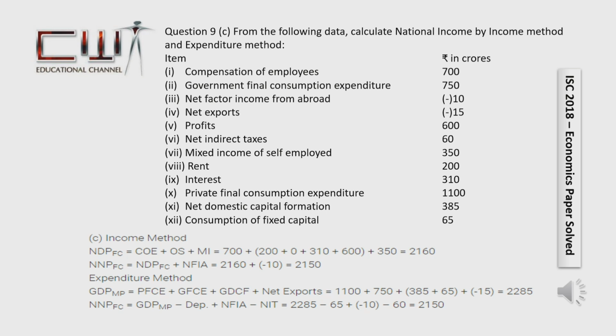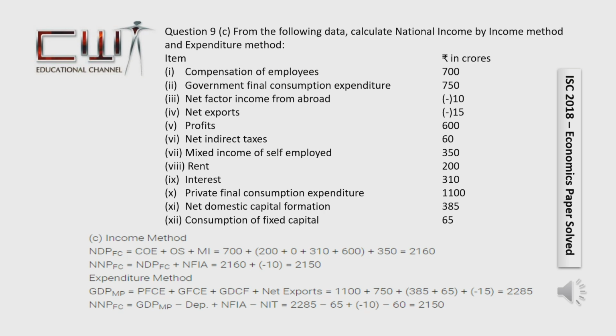surplus plus mixed income. So under COE, which is given to us, that is 700 crores. The operating surplus is the total of profits plus interest plus rent. So profit plus interest plus rent is added to COE, and the mixed income is given as 350 crores. When we add all of these, we get the net domestic product at factor cost, which is 2160.